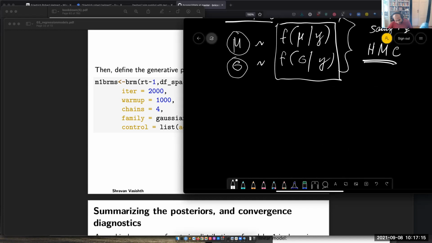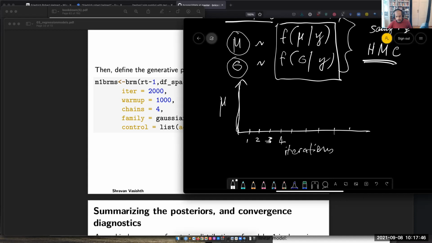So the way it works in Stan is that Stan will do the following. Step by step, it will get samples from the posterior distribution. So this is step 1, step 2, step 3, just like in the Gibbs sampler that I showed you yesterday, right? So these are the iterations. On the y-axis, let's say I'm sampling for mu, there are different possible values for mu. Initially, Stan will start with some random value, just like in the Gibbs sampler, in the 0th iteration.